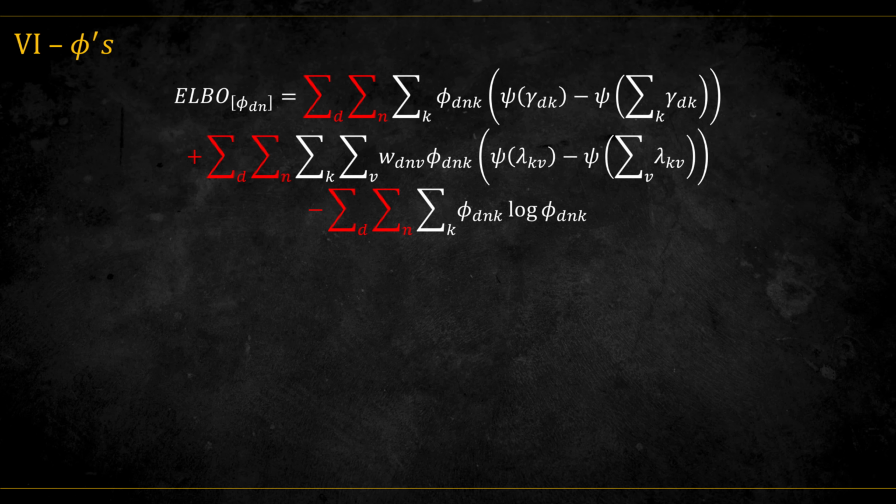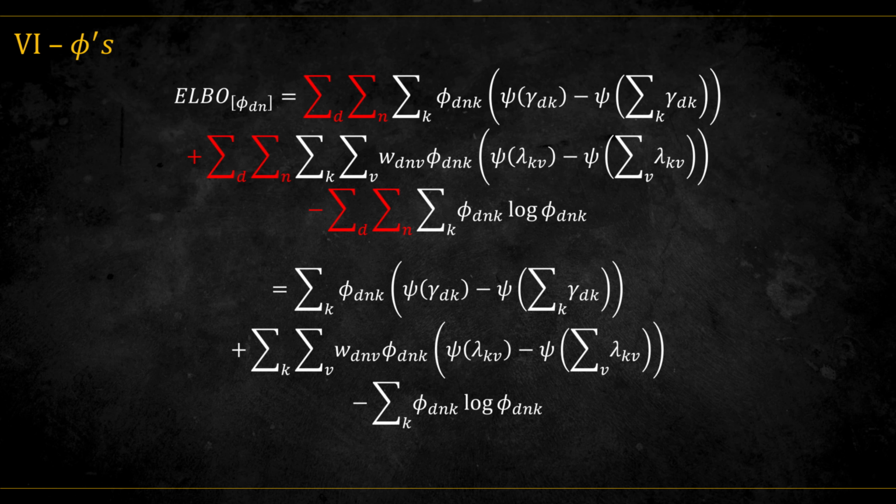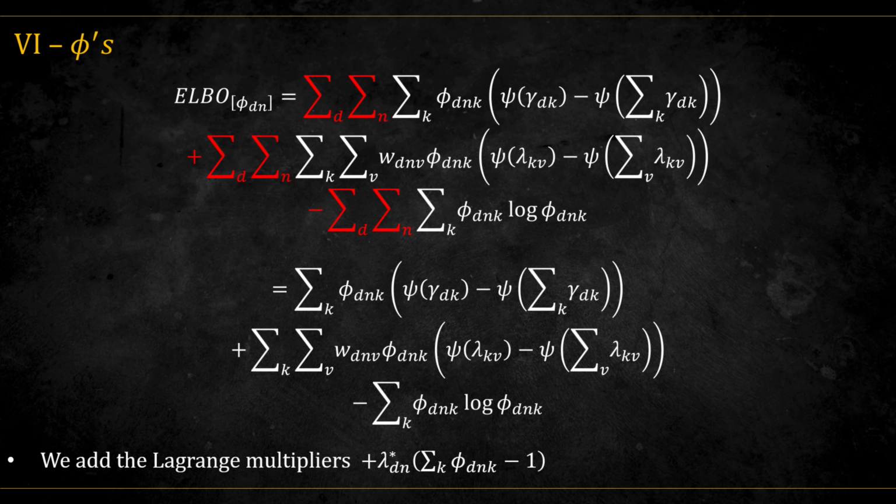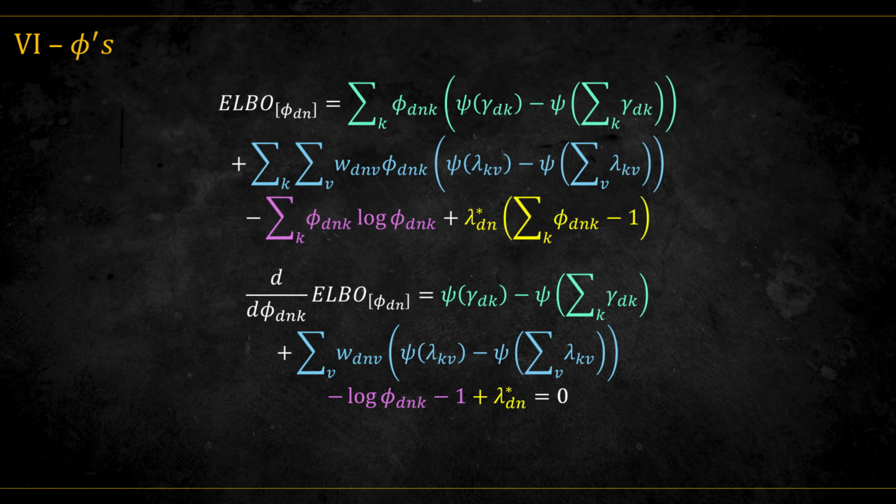Finally, let's focus on the phis. These are the relevant terms. Since we have different phis per each word, we can ignore the sum over d and n. We are left with this. Since there is a constraint that the phis must sum up to 1 when summing over the k's, we add the Lagrange multiplier. We take the derivative of a specific topic k and end up with these.